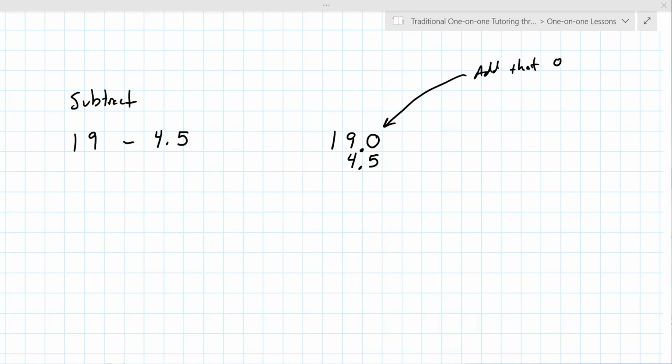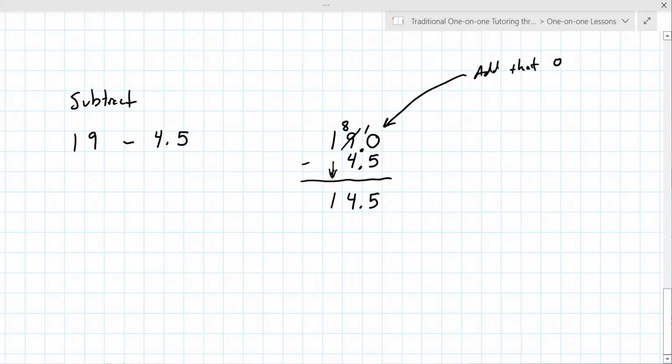Okay. So now can you subtract? Is zero bigger than the 5? No. So you cannot subtract. You have to borrow from the 9. What does the 9 go down to? 8. Okay. So 10 minus 5 is? 5. 8 minus 4 is? 4. And then what goes down here next to the 4?